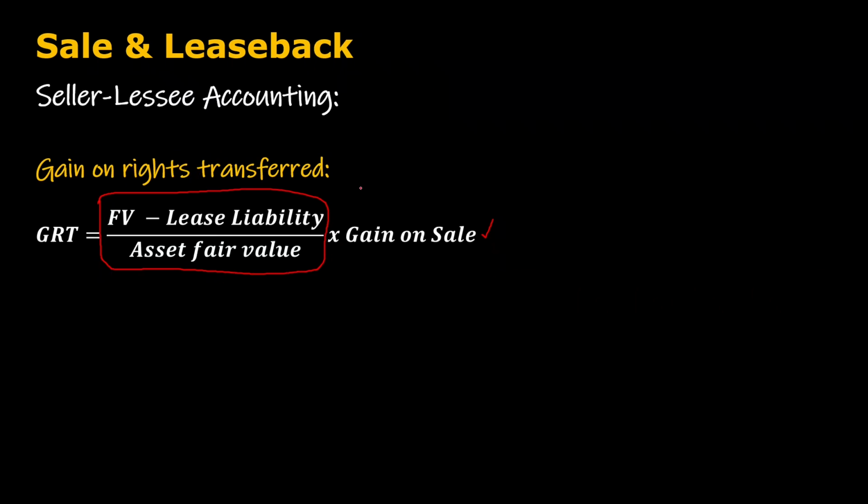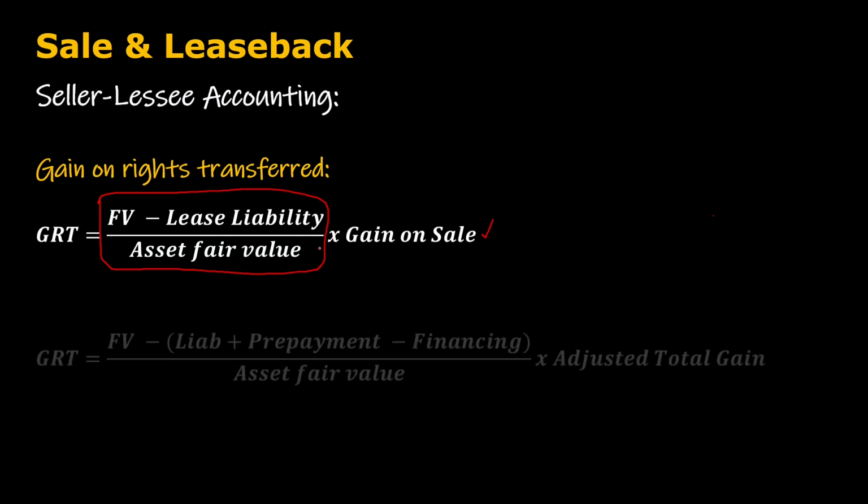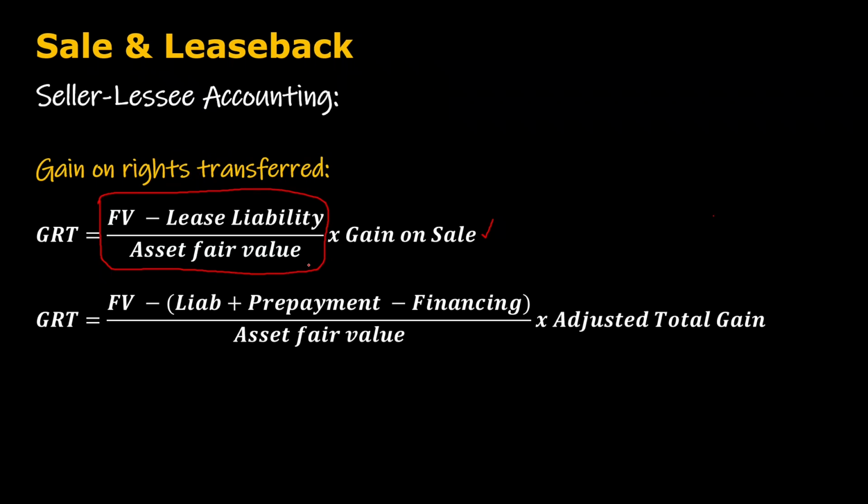To expound this one, if the selling price is not equal to the fair value, you also need to account for any prepayment and financing. And I have explained what it means earlier, yung prepayment and financing. Pero this is something that is new to you. Adjusted total gain.